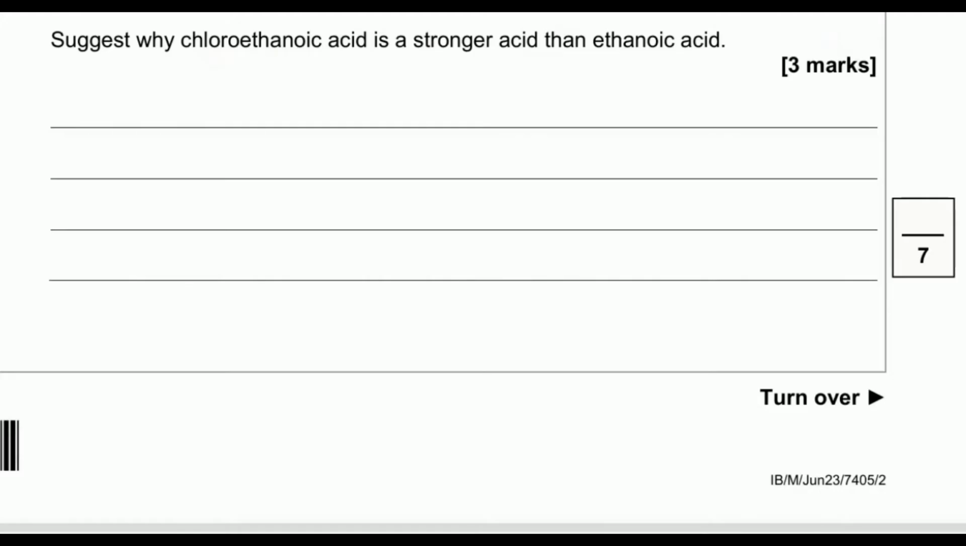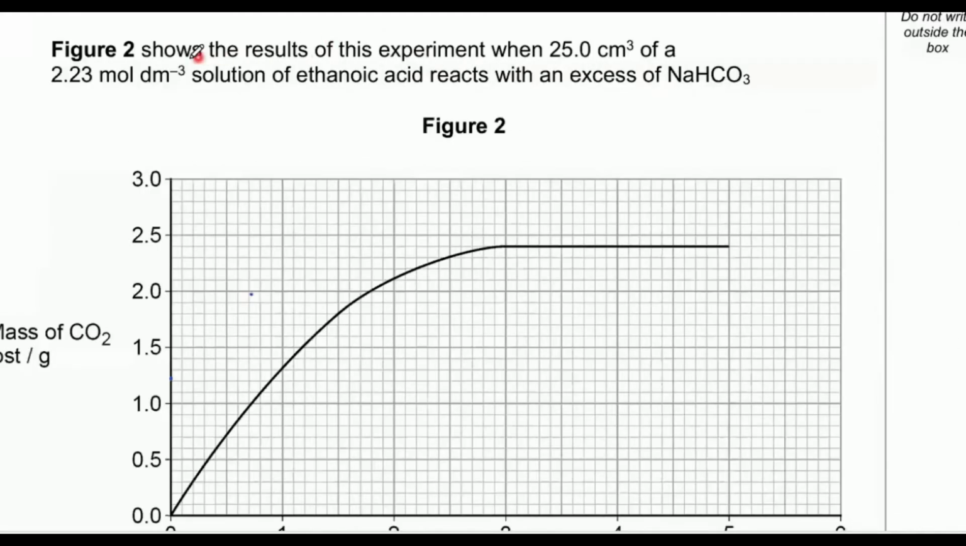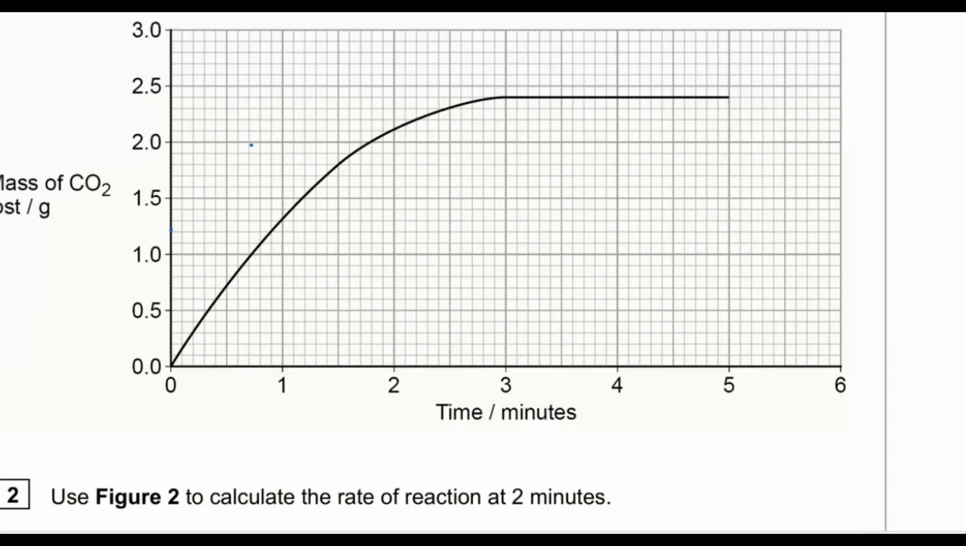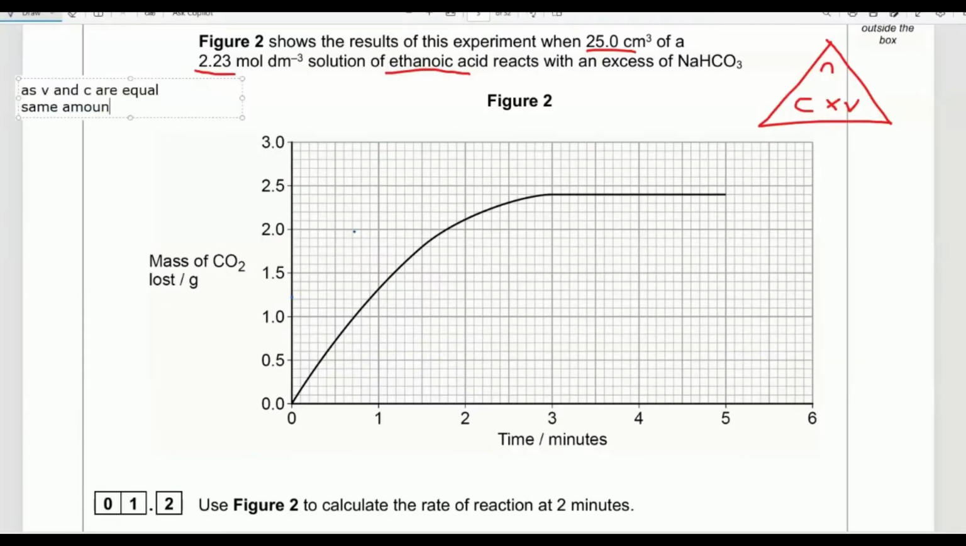Okay, let's do this. 3 marks. So something to notice here, checking out the graph. Figure 2 shows the results of this experiment when 25 centimeter cubed of 2.23 mole of ethanoic acid reacts with an excess of sodium hydrogen carbonate. So what we can tell from this is that actually the moles are equal. Because n equals c times v, the concentration and the volume are equal for both the chloroethanoic acid and the ethanoic acid, which means we've got the identical amount of moles of both acids.